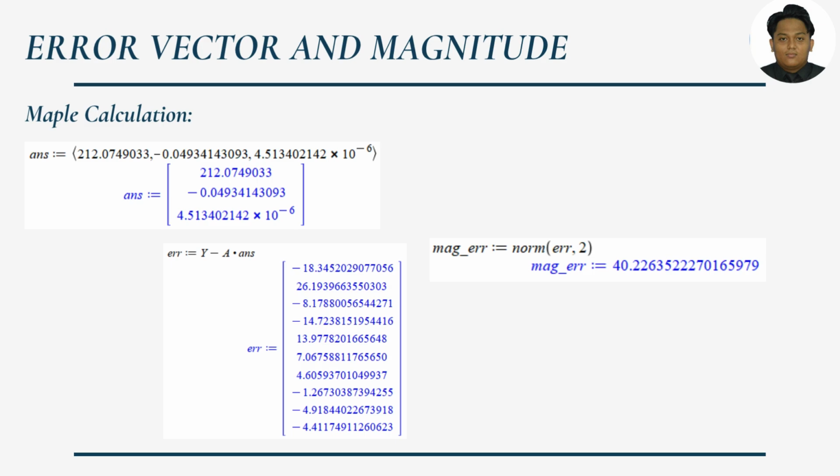This is the error vector and magnitude by using Maple calculation. The least square error vector equation is equal to b minus Ax. First, we find the x from a, b, c of the quadratic function, and then we find the error by y minus A dot ans. Then we find the magnitude of error, and we got 40.22, which means the curve didn't match perfectly, and the total error is around 40 deaths spread across all 10 days.